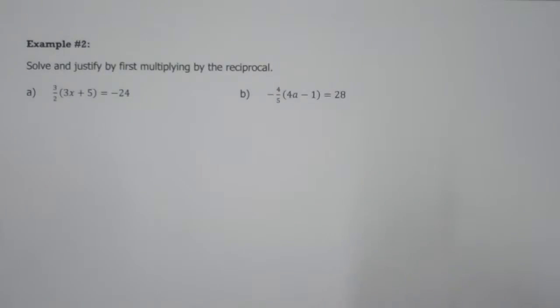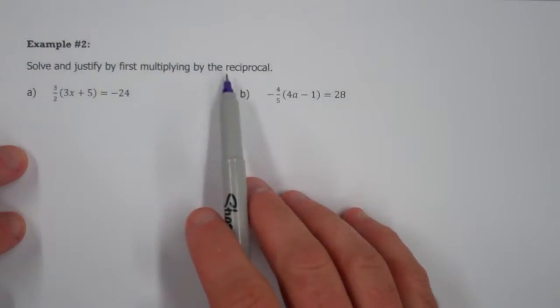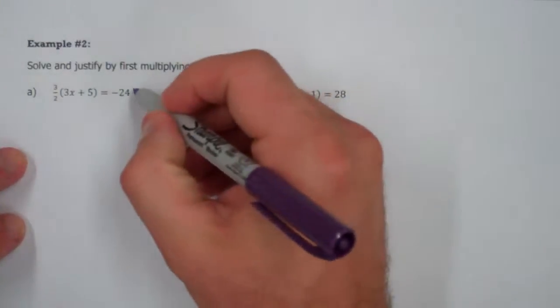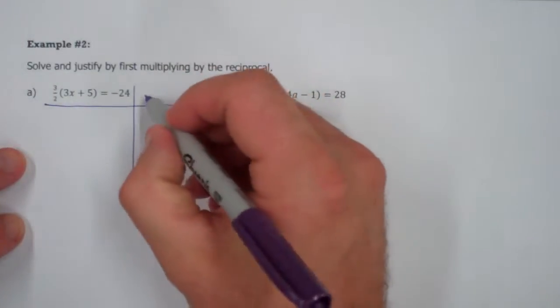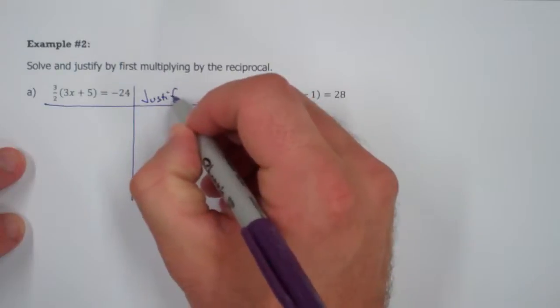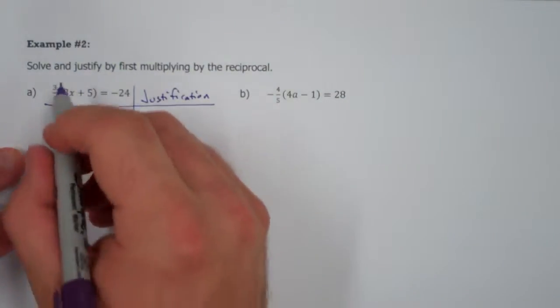In this video we're going to be tackling example 2. This says solve and justify by first multiplying by the reciprocal. So we know when we justify, we'll need our reasoning here on the right side. And we're asked to multiply by the reciprocal here.